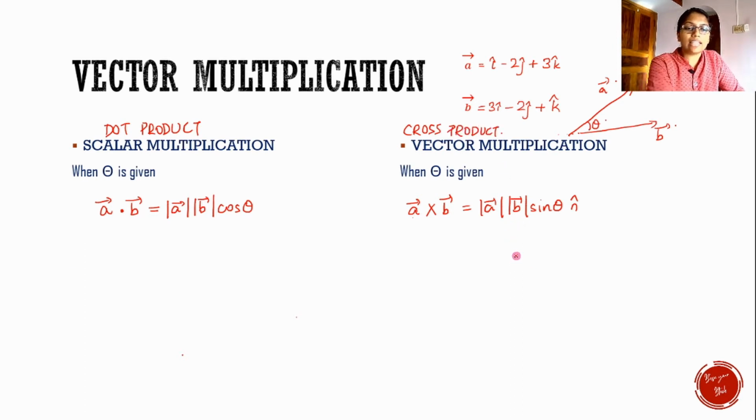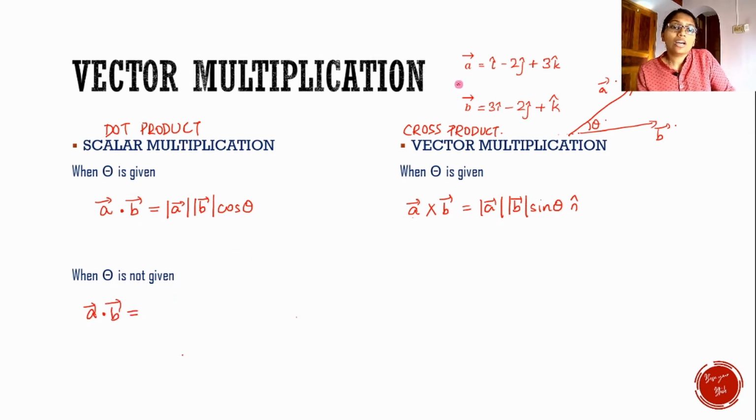Fine. Next category is when theta is not given. See, when theta is not given, how to multiply these two vectors? A dot B equals, you just need to multiply the coefficients of i cap, that is 1 and 3 here. So, 1 into 3 plus coefficients of j cap, negative 2 and negative 2. So, negative 2 into negative 2 plus coefficients of k cap, 3 into 1. So, it is simply 3 plus 4 plus 3, that is 10.